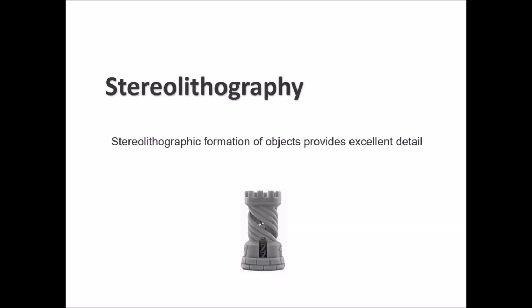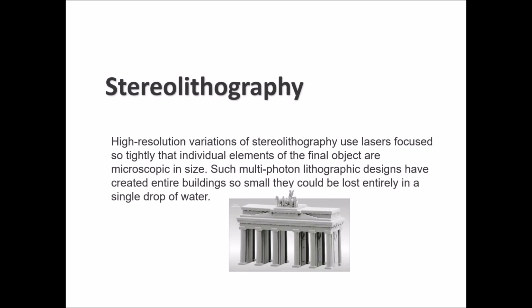The good thing about stereolithography is it can produce objects or parts which have great, high detail. As we can see in the part here, this is a part produced by the stereolithography process. Stereolithography can also be enhanced to produce high resolution and small dimension products, which can be up to the microscopic size. It's called multi-photon lithographic design. These designs can create an entire building and be very small. The part we can see in front of us is only 20 micrometers in dimension, so it can easily be lost in a drop of water, which is a good side for stereolithography in case your application needs a very small object.